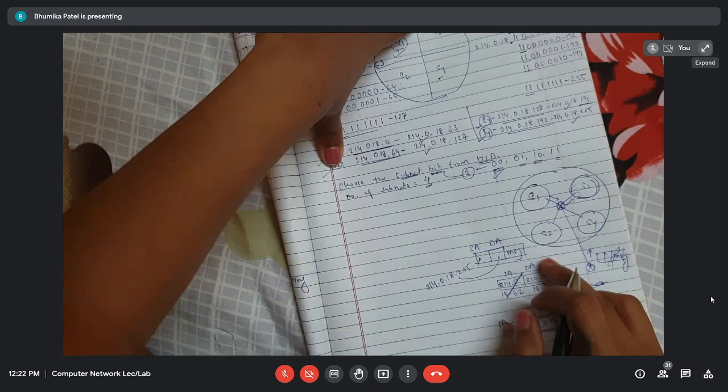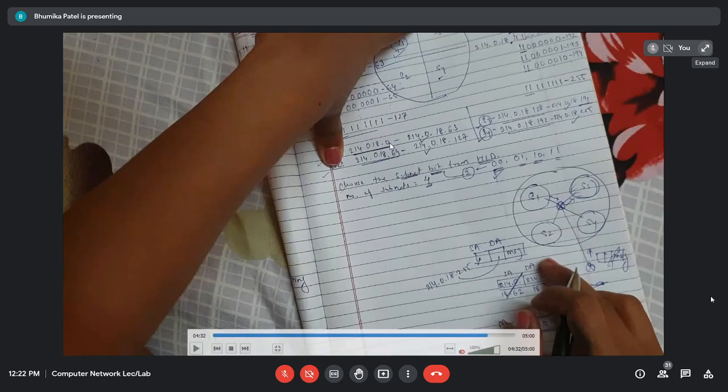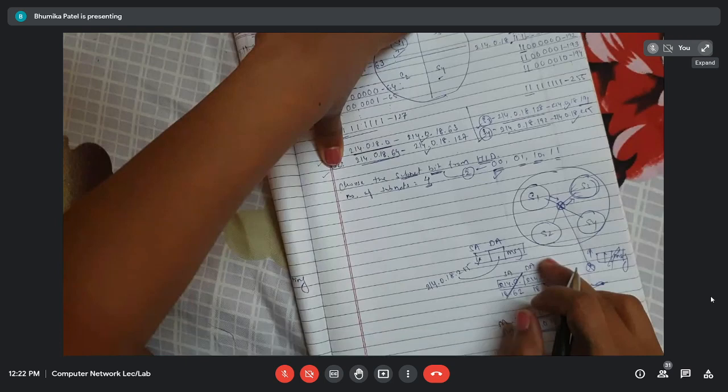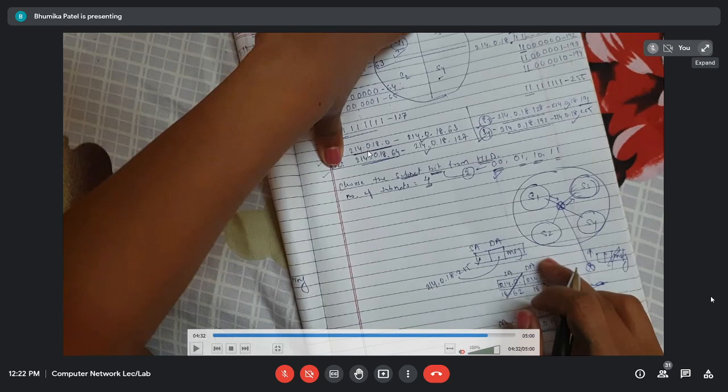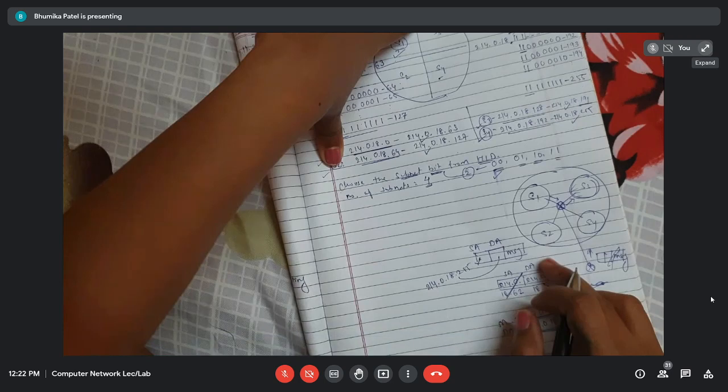That means I am wasting how many IP addresses? 8 IP addresses. 2 IP addresses for each subnet. That means in subnet 1, 2 IP addresses are wasted, that is the first IP address and the last IP address. For subnet 2, the first IP address and the last IP address we cannot assign to any device. Similarly, for subnet 3 and subnet 4, the first and last IP address can never be assigned to any device because it is going to represent their subnet address or the directed broadcast address.